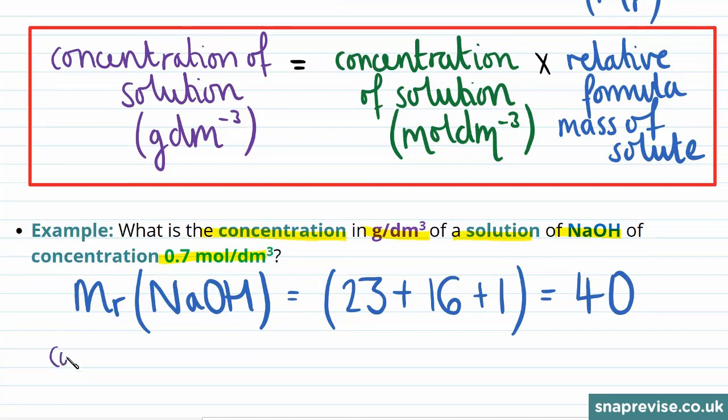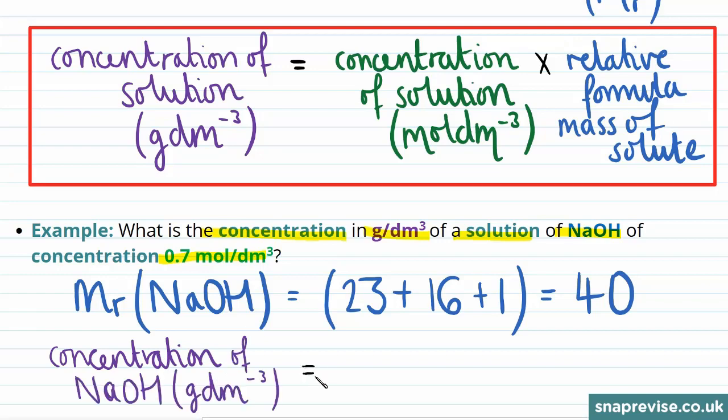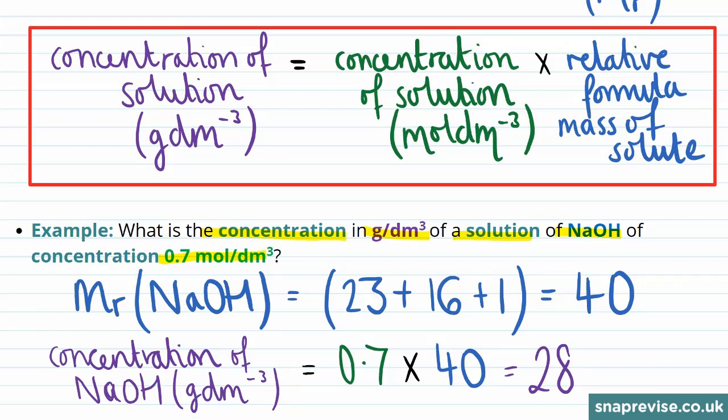We can then use our equation to find our concentration of sodium hydroxide in grams per decimetre cubed, which will be equal to our concentration of sodium hydroxide in moles per decimetre cubed, which was given in the question as 0.7, multiplied by our relative formula mass, which we just calculated as 40. If you calculate 0.7 multiplied by 40, you get 28. So our concentration of sodium hydroxide solution in grams per decimetre cubed is 28 grams per decimetre cubed.